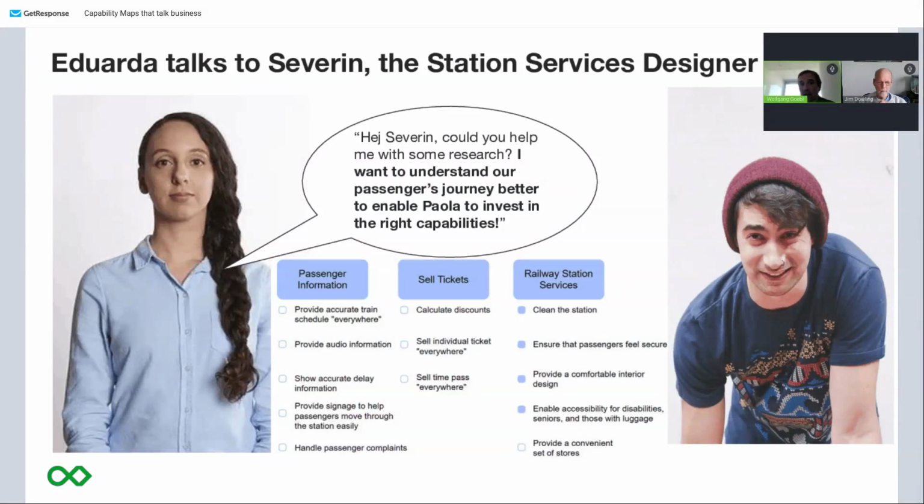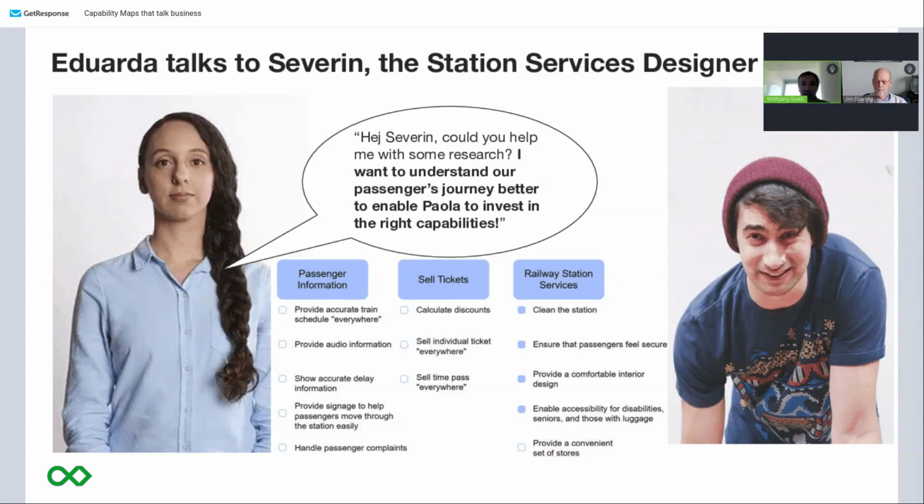I want to understand our passengers' journey or tasks, the experience facet in AGI, better, to enable Paola to invest in the right capabilities. If you know AGI, now we connect to the experience facet. Capabilities are architecture. It's about where to invest, how do we operate. And now we hire the service designer who helps us with the sound research.